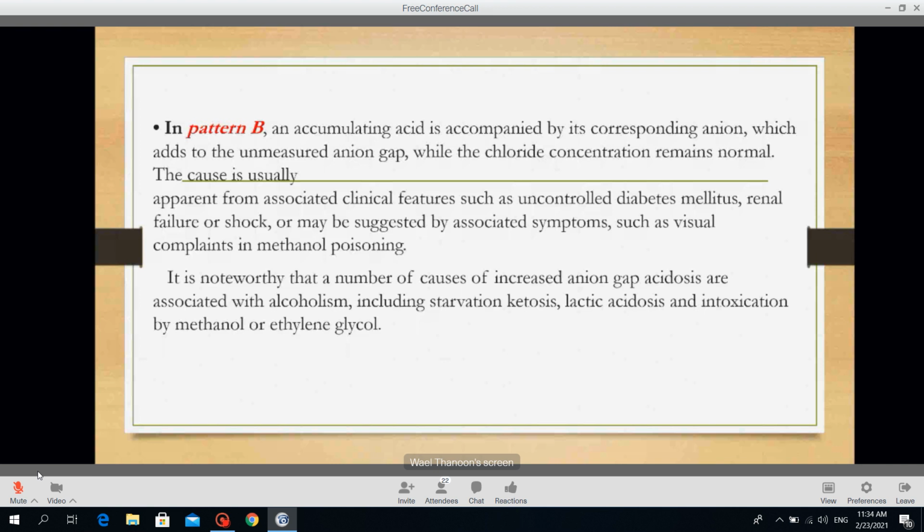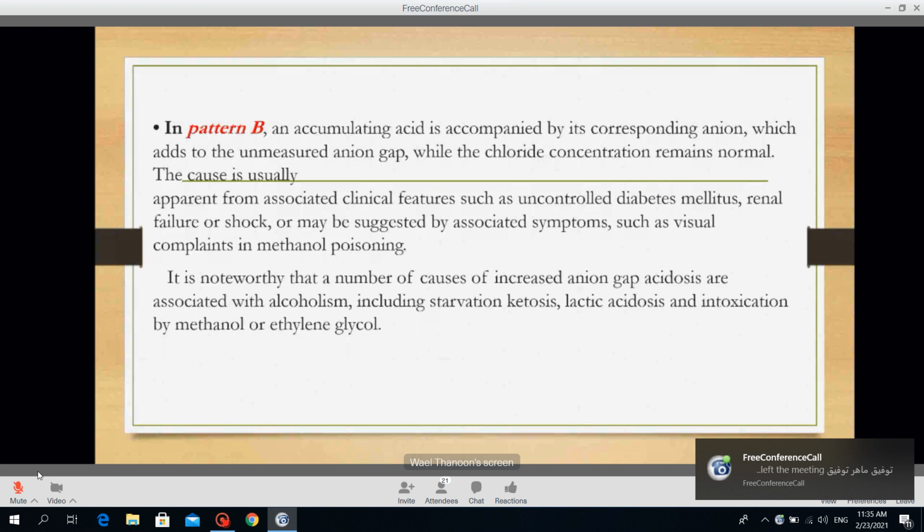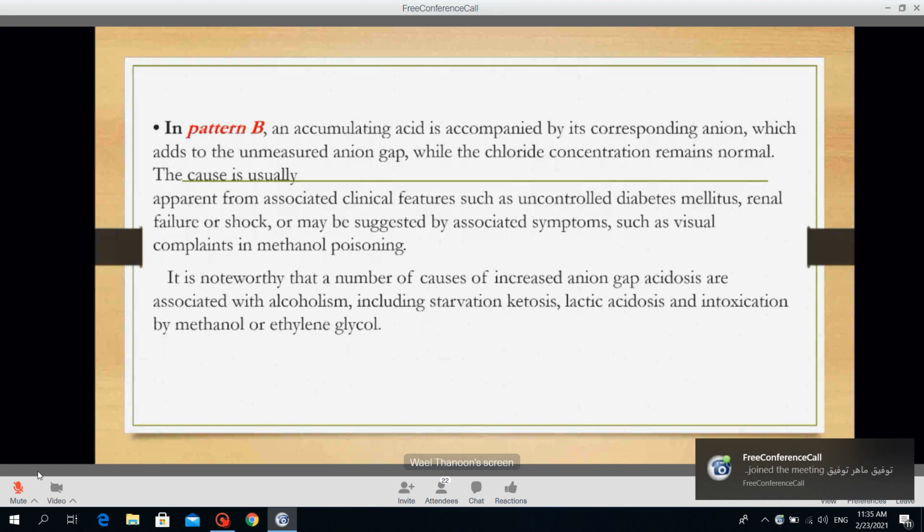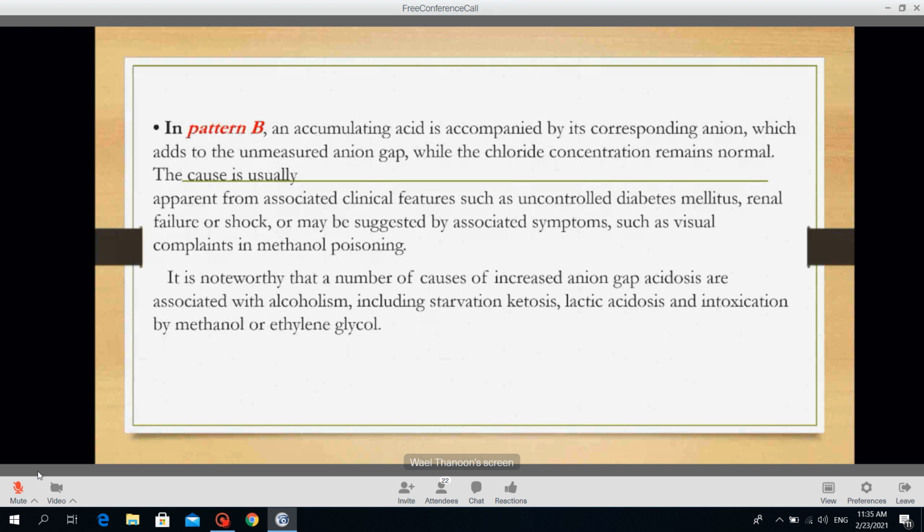Usually the cause is apparent from the associated clinical features such as uncontrolled diabetes, diabetic ketoacidosis, الكيتونز اللي هي هم يصيرون acidic, renal failure or shock, or may be suggested by associated symptoms such as visual complaint in methanol poisoning. الميثانول poisoning اللي الكحول المغشوش العرق المغشوش يعني يخلطوا كثير ميثانول فيصير acidosis and visual complaint and maybe coma and death.